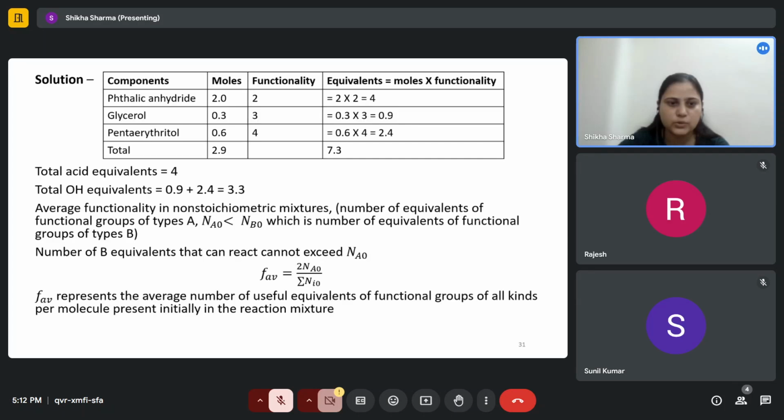So we have phthalic anhydride, which is 2 moles, and it has a functionality of 2.